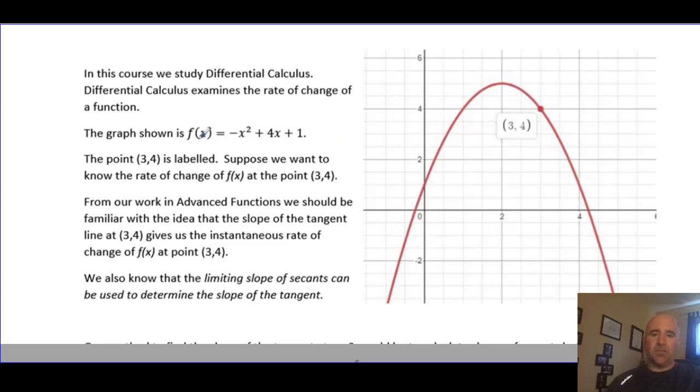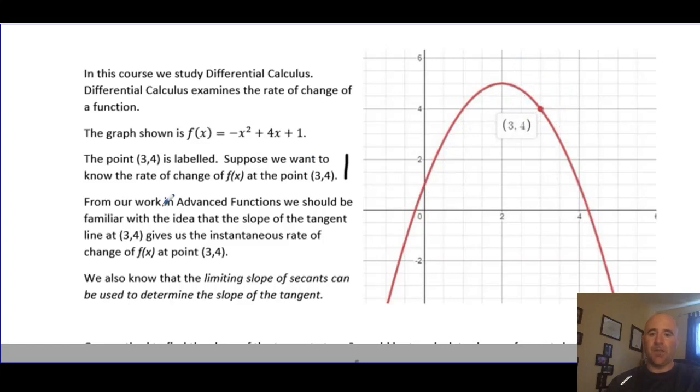As an example, I've got the graph f of x equals negative x squared plus 4x plus 1 shown here, and I've labeled the point (3, 4). And the goal here is, suppose we want to know the rate of change of this parabola at the point (3, 4). Clearly, we can see that that rate of change is going to be negative because the graph is going down.